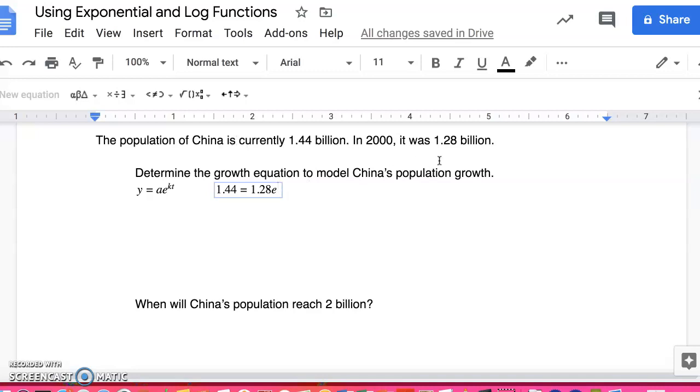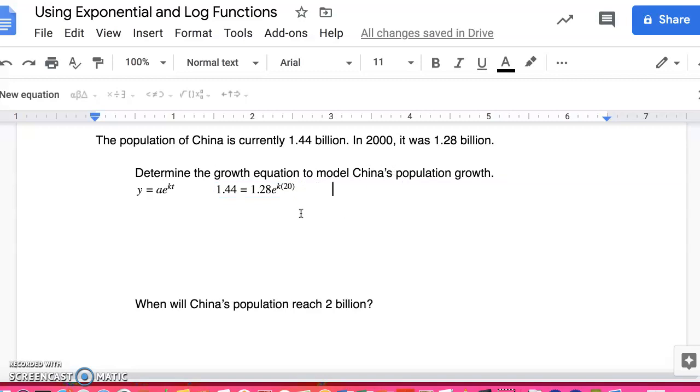Now this is not telling us the growth rate anywhere. So I gotta leave k as a variable. And then does it give us time? Well, kind of. It says the population of China is currently, in the year 2020, 1.44 billion. And in 2000 it was here. So kind of hiding in there, we have a time value of 20 years. And so now we have k as our variable, and we just need to solve for what that growth rate is so that we can make a model for China's population growth.